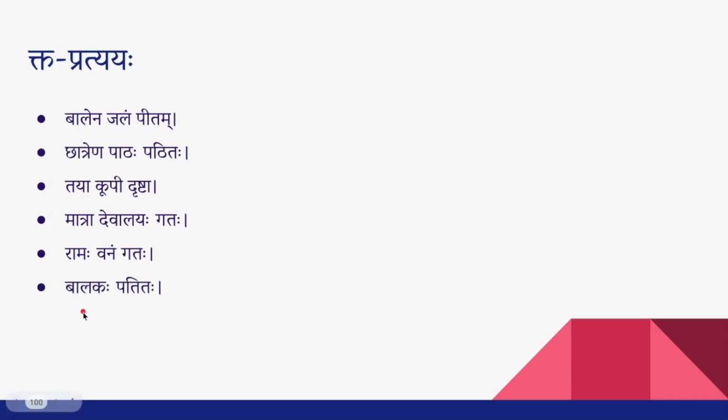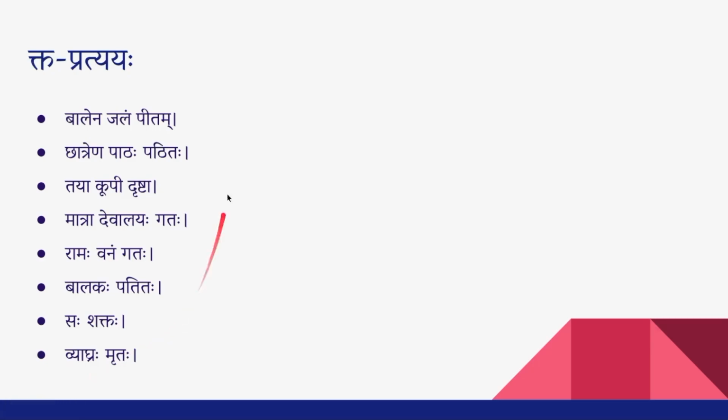And again another example, balakah patitah. The balakah patati, boy falls. Balakah apatat, boy fell. And in the same meaning in active voice, balakah patitah. Here again ta pratyaya in active voice. The next example, sah shaktah. Sah shaknoti, and bhutakale sah ashaknot, and with ta pratyaya the same meaning, sah shaktah. Here again it is the active voice. And next example, vyaghrah mritah. The tiger died, and here again it is used in the active voice.